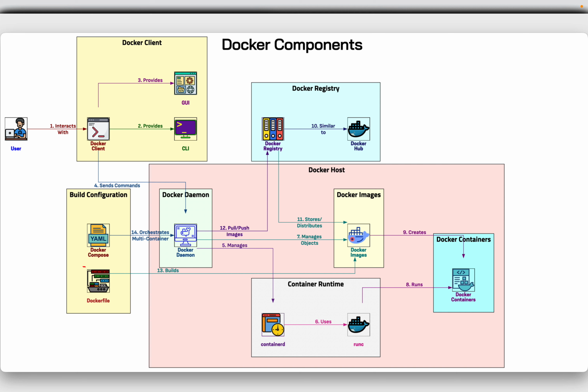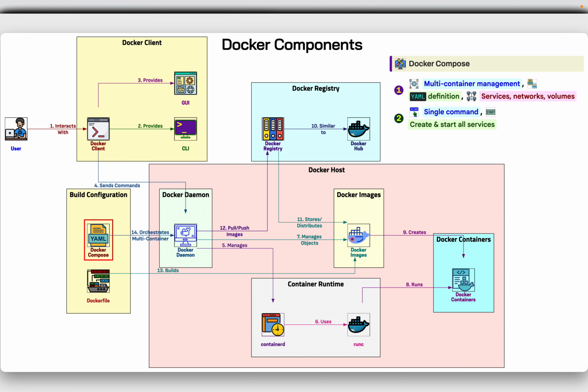Next one is the Docker file. A Docker file contains instructions for building a Docker image, including the base image, application code, dependencies, and configurations. Next component is Docker Compose. Docker Compose simplifies the management of multi-container applications by using a YAML file to define services, networks, and volumes. With a single command, you can create and start all services defined in the configuration file.